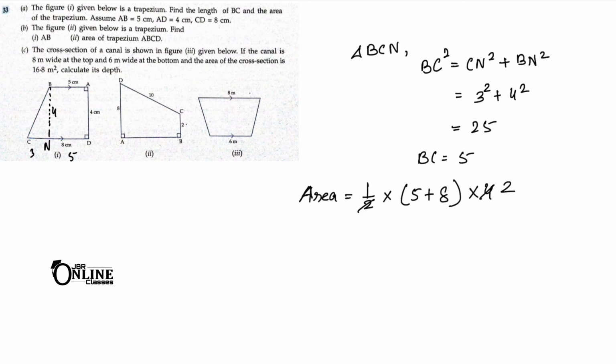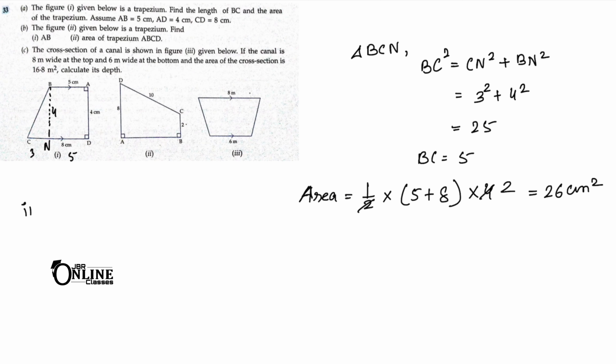So 2 cancel out with this one. Here 26 centimeter square is your answer. Now move on to the next diagram. In figure 2 given below is a trapezium, find AB. And next, the area of the trapezium ABCD.